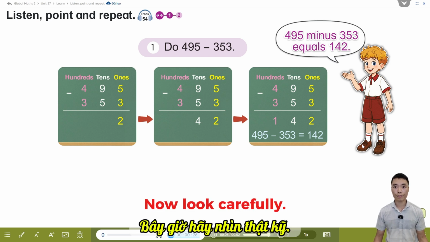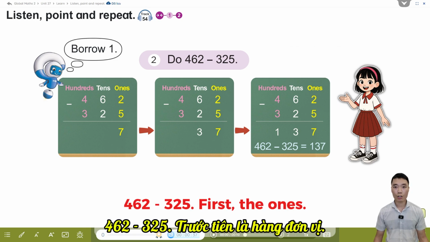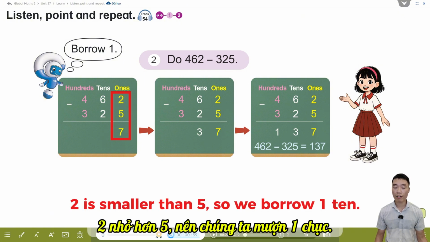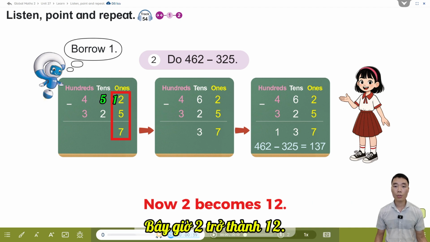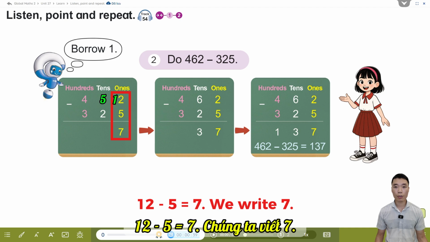Now look carefully. 462 minus 325 equals 137. 462 minus 325. First, the ones. 2 minus 5. 2 is smaller than 5. We borrow 1 ten. Now 2 becomes 12. 12 minus 5 equals 7. We write 7.